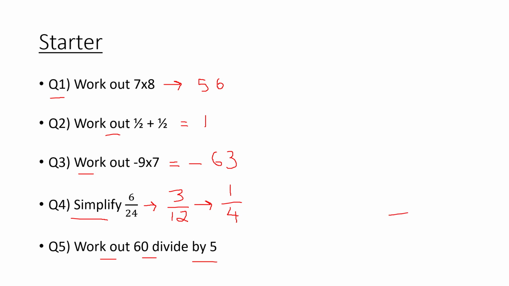And question 5, finally, work out 60 divided by 5. Let's do our bus stop method here in case anyone's unsure. 60 divided by 5. 5's into 6 go once with a remainder of 1. 5's into 10 go twice. So the answer is 12. And that was our starter.